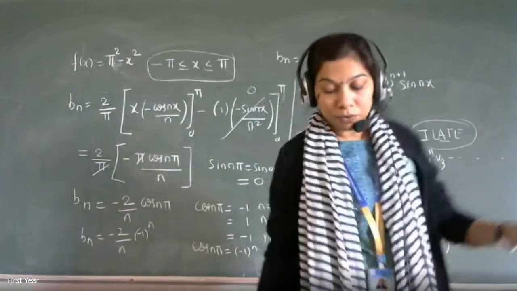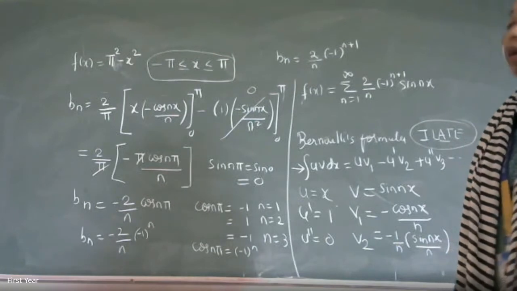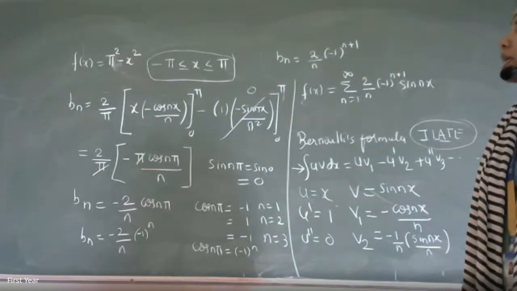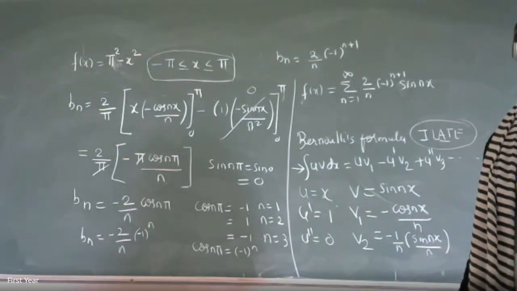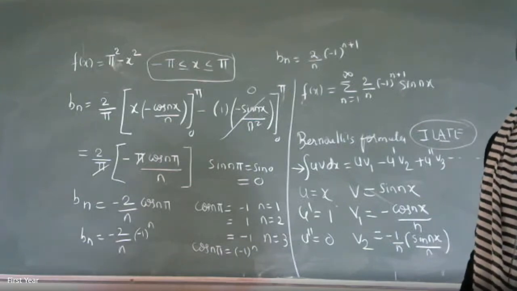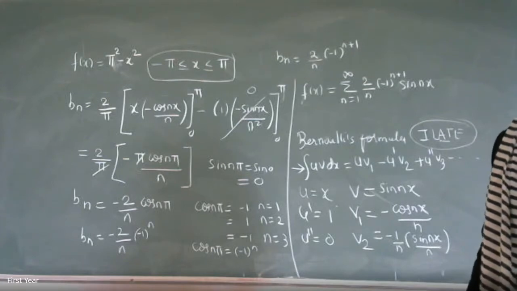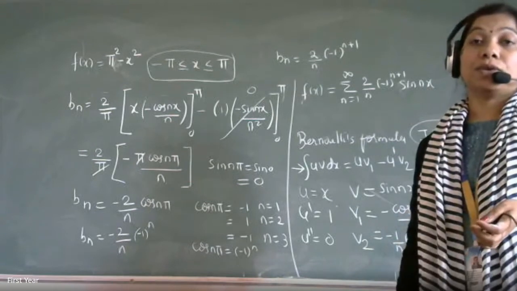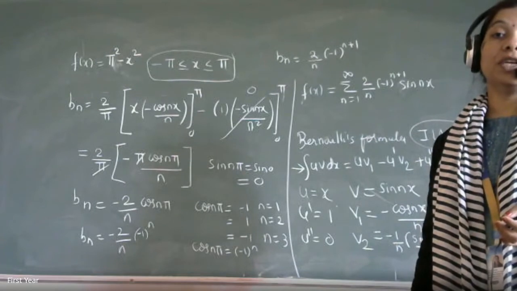F of x is equal to pi square minus x square in the interval minus pi less than or equal to x less than or equal to pi. Again midpoint is 0, so you identify first whether it is even or odd function.